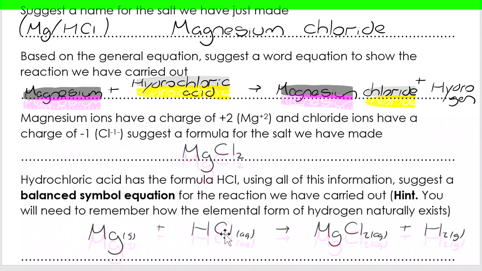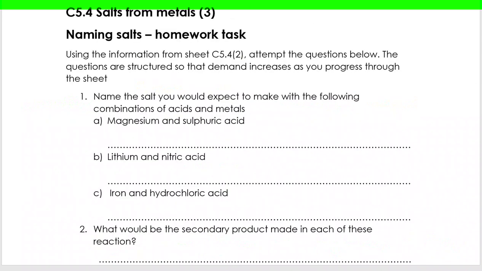Magnesium reacts with hydrochloric acid to make magnesium chloride and hydrogen. All that's left to do is balance it. I need 2 HCl. I've now got 1 Mg, 1 Mg, 2 H's, 2 H's, 2 Cl's, 2 Cl's. So let's do a few more questions now related to naming salts.